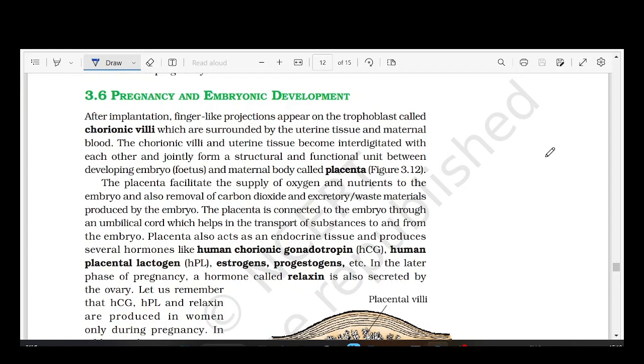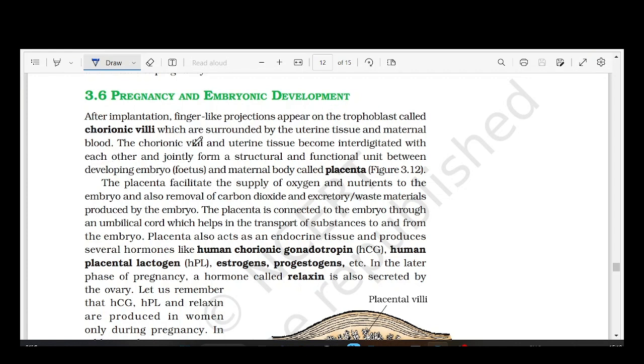As the NCERT says, after implantation, I hope you have already seen my video of implantation. So, what is implantation? The embedding of the blastocyst into the uterine wall. After the implantation, finger-like projections appear on the trophoblast layer, which is the outer layer of the embryo, called chorionic villi, which are surrounded by the uterine tissue and maternal blood. Yes, the chorionic villi is the finger-like part of the trophoblast.